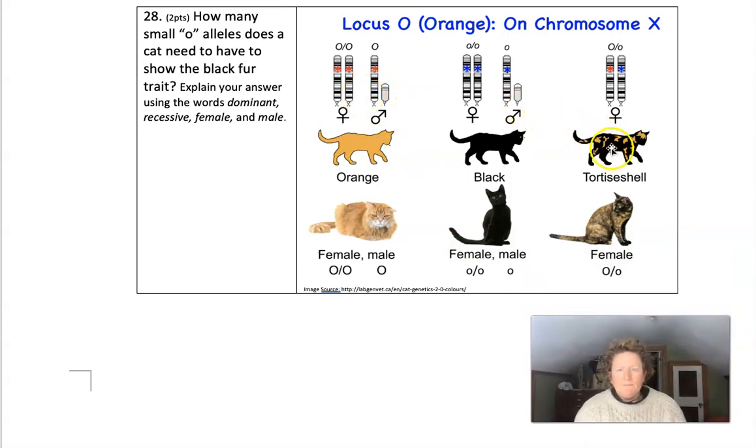Only females who get two X's can have a big O and a little o, can be orange and black. Males can be black because they get one X, or they can be orange, they get the big O on their X. They don't have a second X. Females can be all orange. Females can get little o and be all black, or females and only females can get big O, little o and be black and orange. But males can't because males only get one X chromosome.